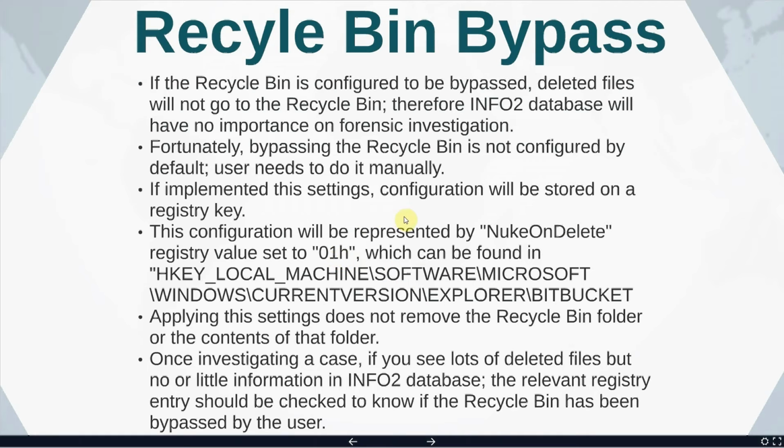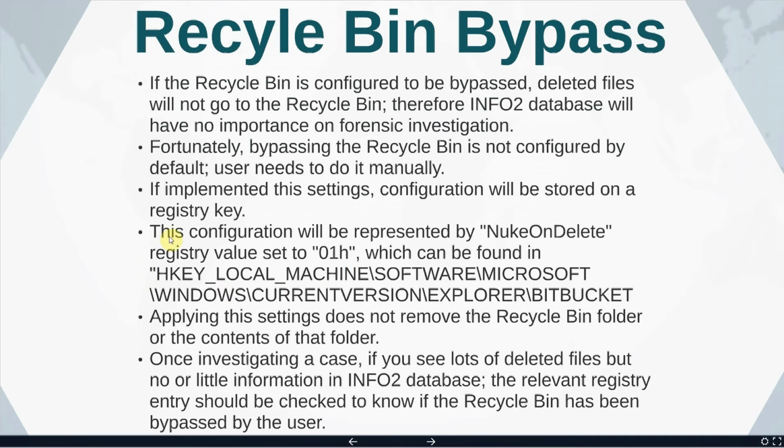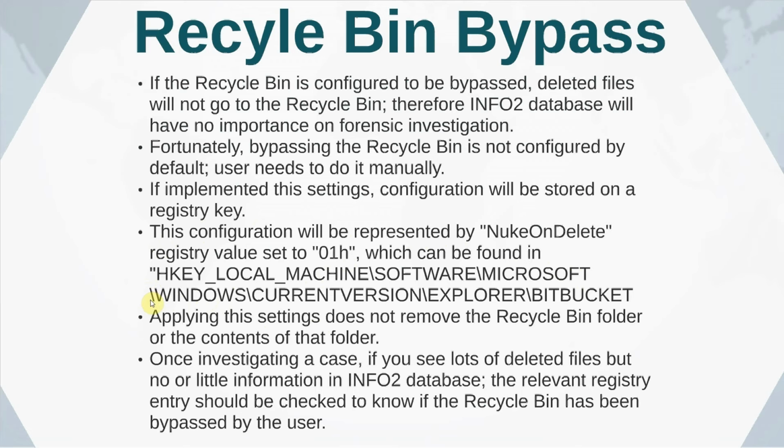If you want to identify whether someone has set up something like that, this is the registry key where you should go. You should check if that registry key has a value of 01H. That means that person has particularly asked the Recycle Bin not to send the files to the Recycle Bin, to bypass the Recycle Bin. As an investigator, if you found that someone has particularly said don't send any files to the Recycle Bin, that could be important information to establish your case.